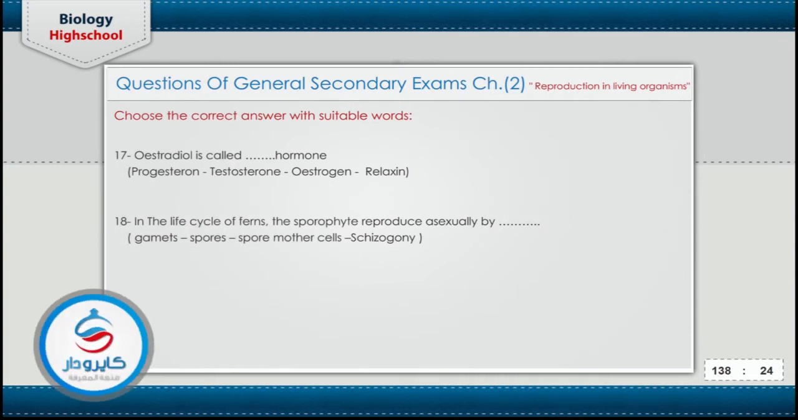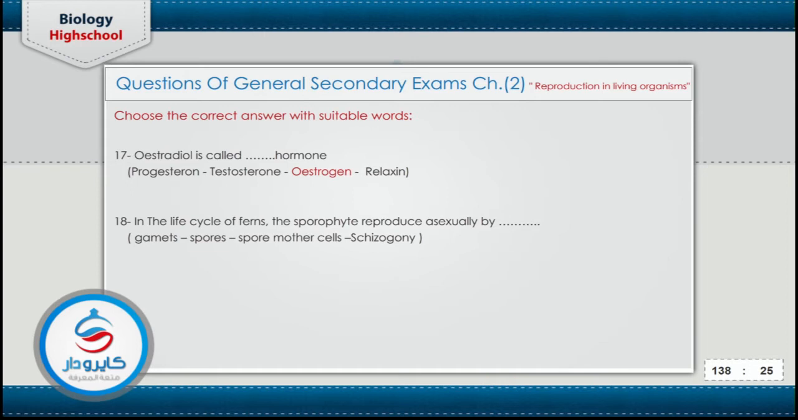Estradiol is called dot hormone. Of course, estradiol is an estrogen which is secreted from the gravium follicle, the corpus luteum, after that the placenta. So the answer is the estrogen.